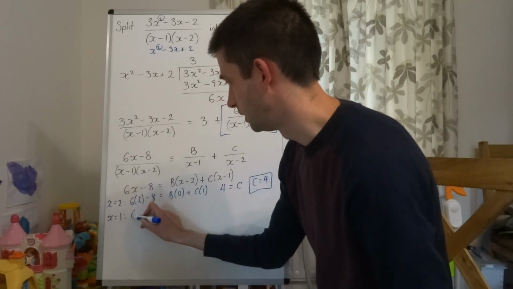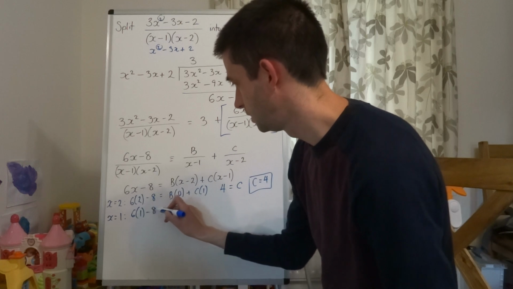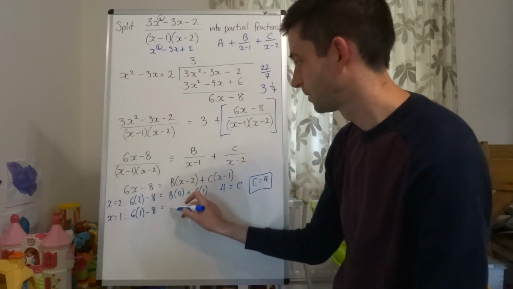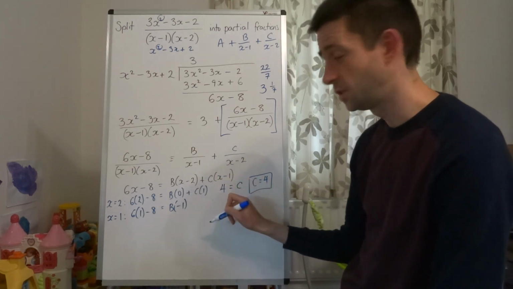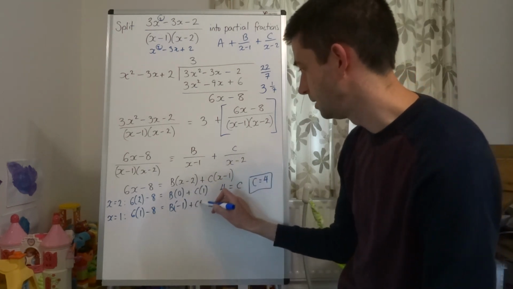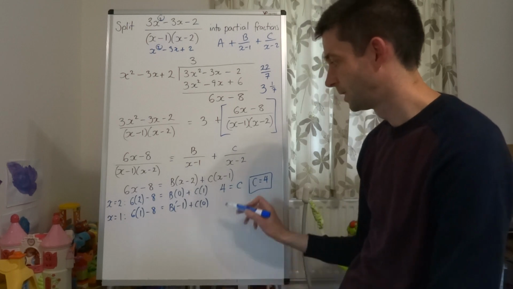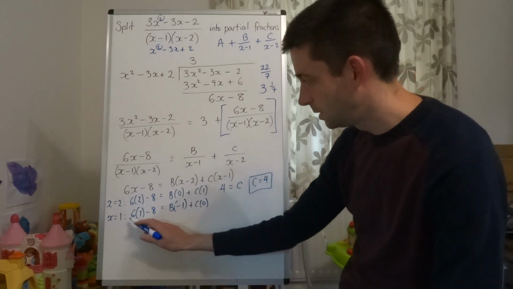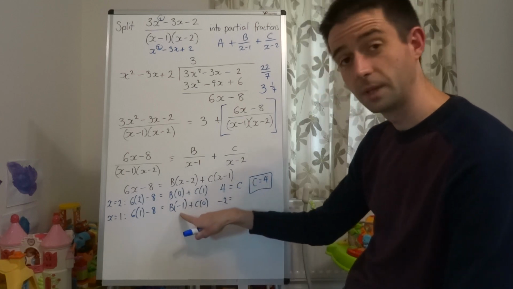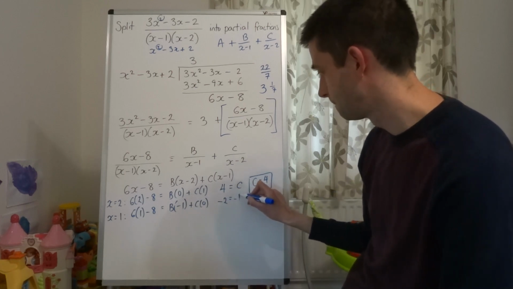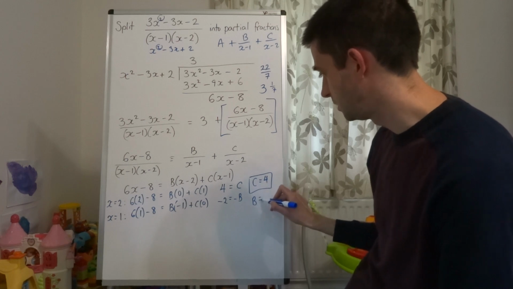So if x is 1, I substitute in 6 lots of 1 minus 8 is going to equal B lots of negative 1, because it's 1 take 2, plus C, which is going to 0. Okay, I'll do the next bit here again. 6 take 8 is negative 2. Just be careful because I'm going to have negative B there, which means that B is 2.